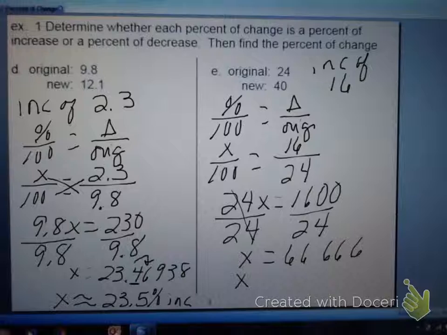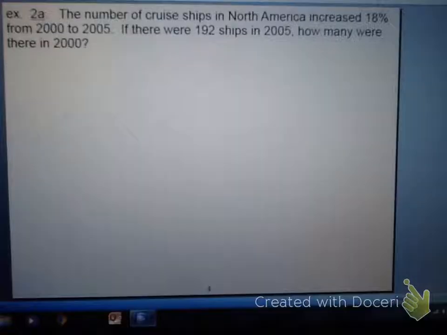If, say, the direction said round to the nearest whole percent, then that would be 67%. What if the direction said round to the nearest tenth? Then it would be 66.7%. So make sure you do what the directions tell you to do.